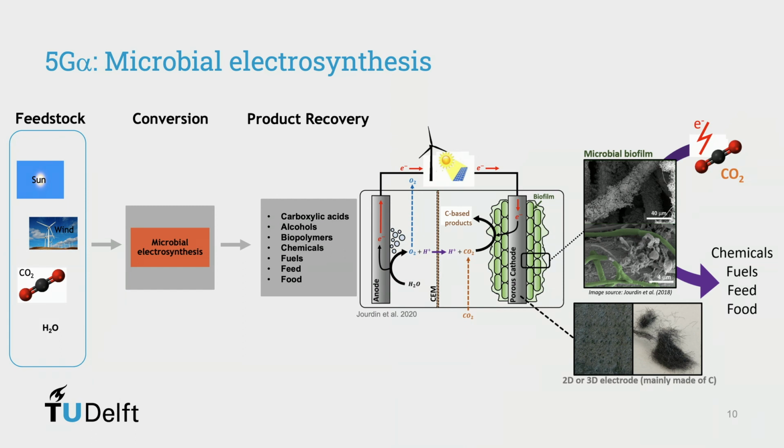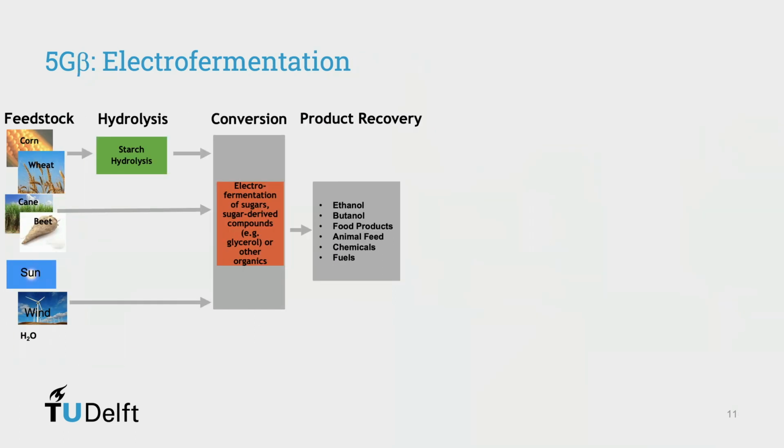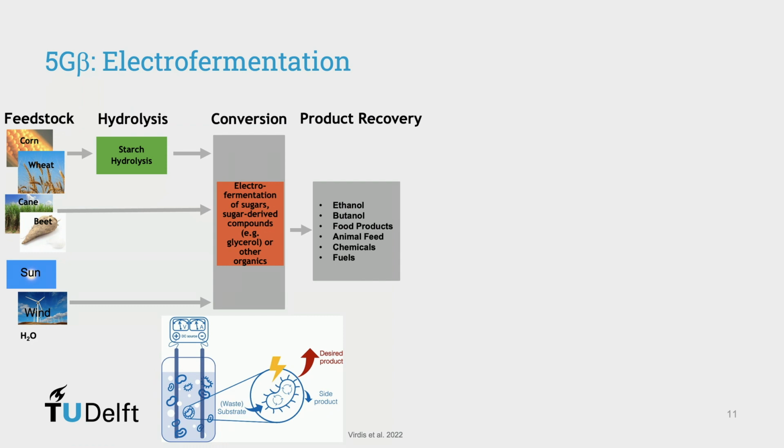The abilities of microorganisms to use electricity directly was discovered in the early 2010s, and the technology has increasingly been investigated and developed since then. The main challenge towards industrial implementation is to develop novel reactors concepts that account for both microbiological and electrochemical constraints. Another concept is called electrofermentation. Similarly to microbial electrosynthesis, microorganisms are integrated into an electrochemical system, though for the conversion of sugars, sugar-derived compounds, or other organics.